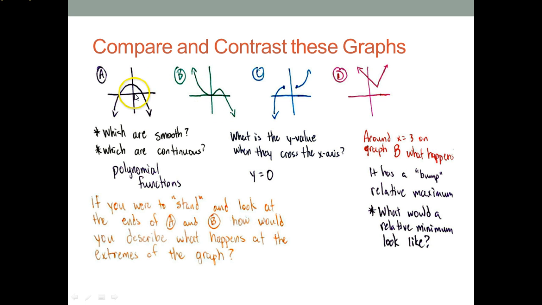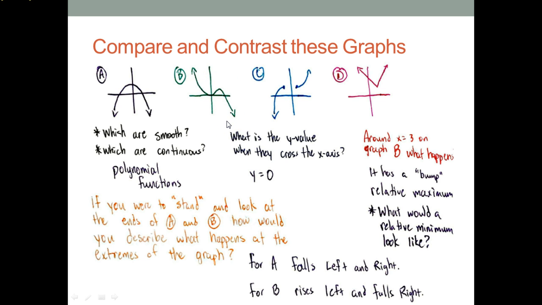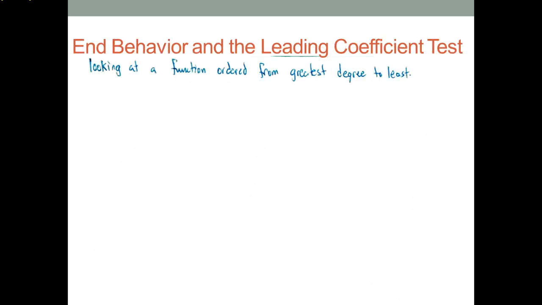Well, if I was looking at graph A and I was standing on the origin, I would see that the graph falls to the left and falls to the right. And if I was looking at graph B and standing right here on the origin, I would see that the graph rises to the left and falls to the right. And that leads us directly into our next discussion about end behavior. End behavior doesn't concern itself with what happens in relative maximum and minimum near the center of the graph or the origin. Really, the end behavior and the leading coefficient test looks at the function ordered from the greatest degree to the least.